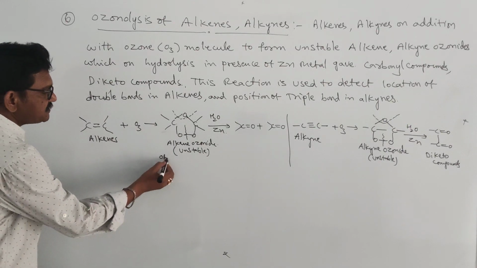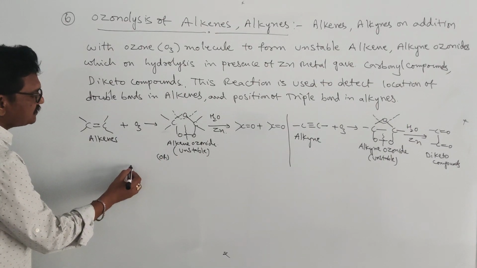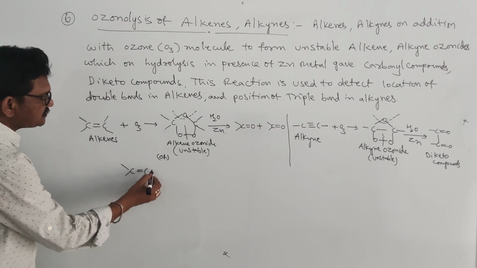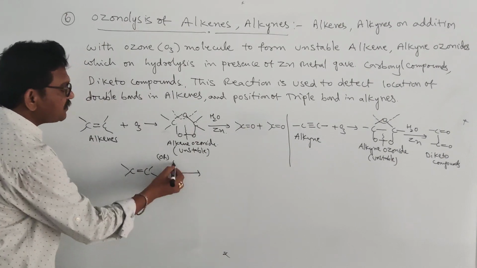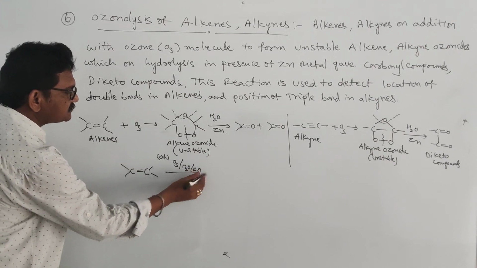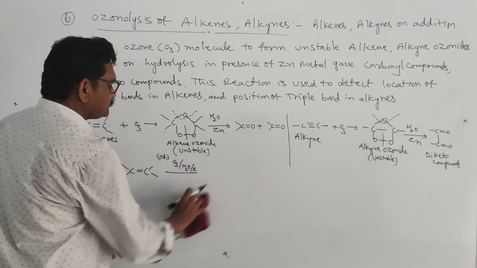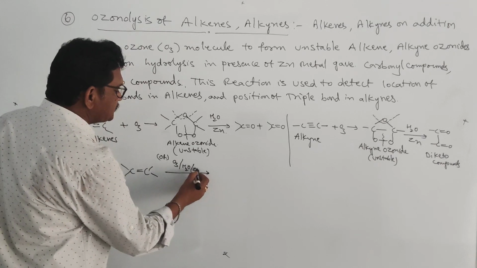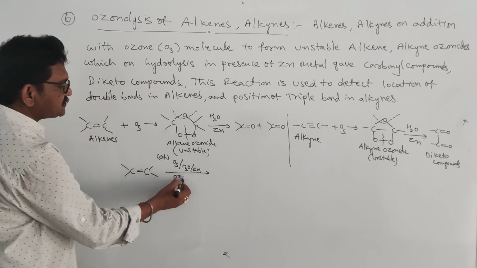Or one more thing you remember, students. I write this reaction in a short manner. What is that? C double bond C. This is an alkene, no? What do you mean by ozonolysis? O3, then H2O, zinc. This is called ozonolysis.